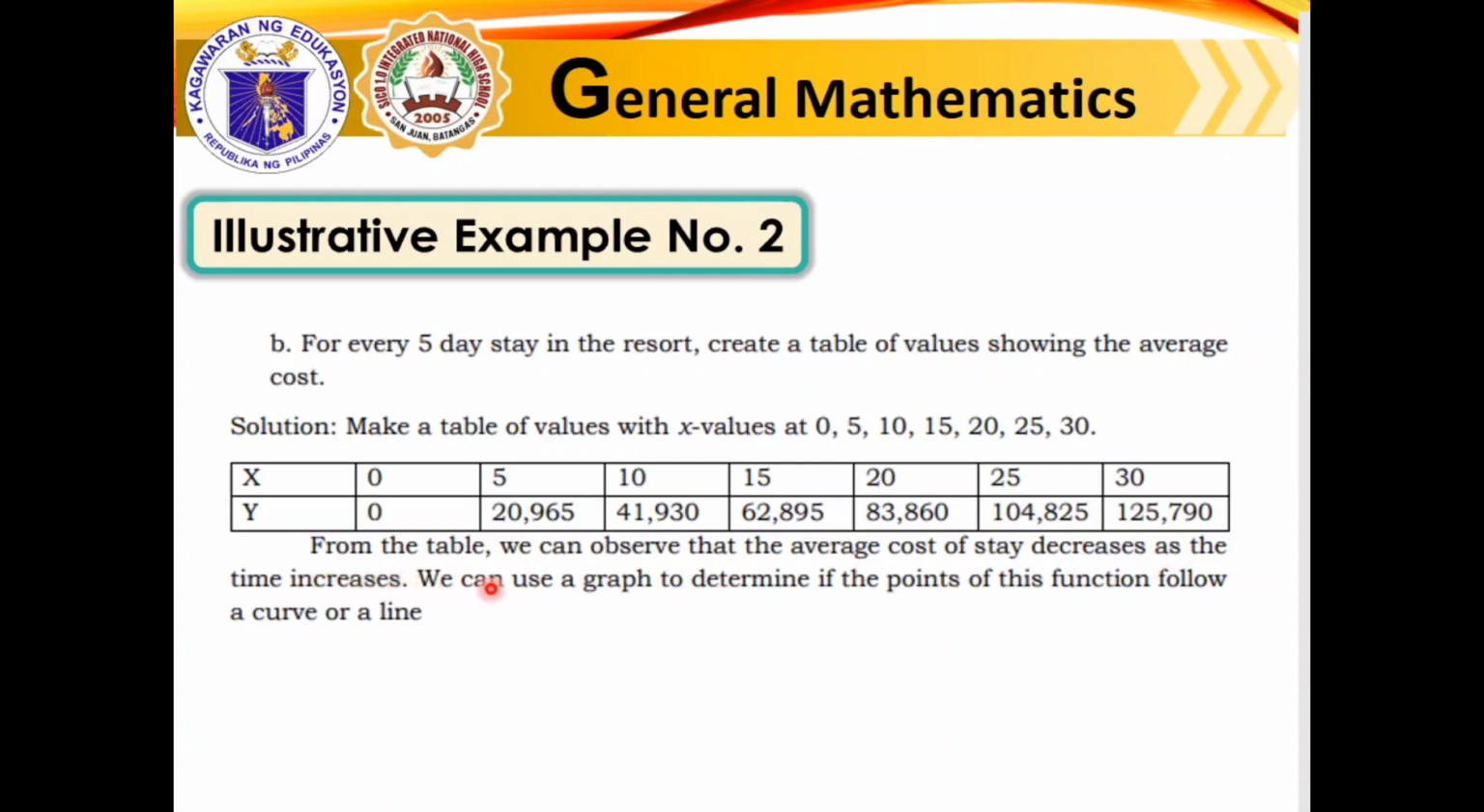We can use a graph to determine if the points of this function follow a curve or line. So as you can see, these values are being obtained from our rational function on the previous slide. We just substitute the values of x on the given equation. So from 0 to 30, and we get the y values, which is 0 to 125,790. So to further have a better understanding of this, we will have the graph of the rational function.